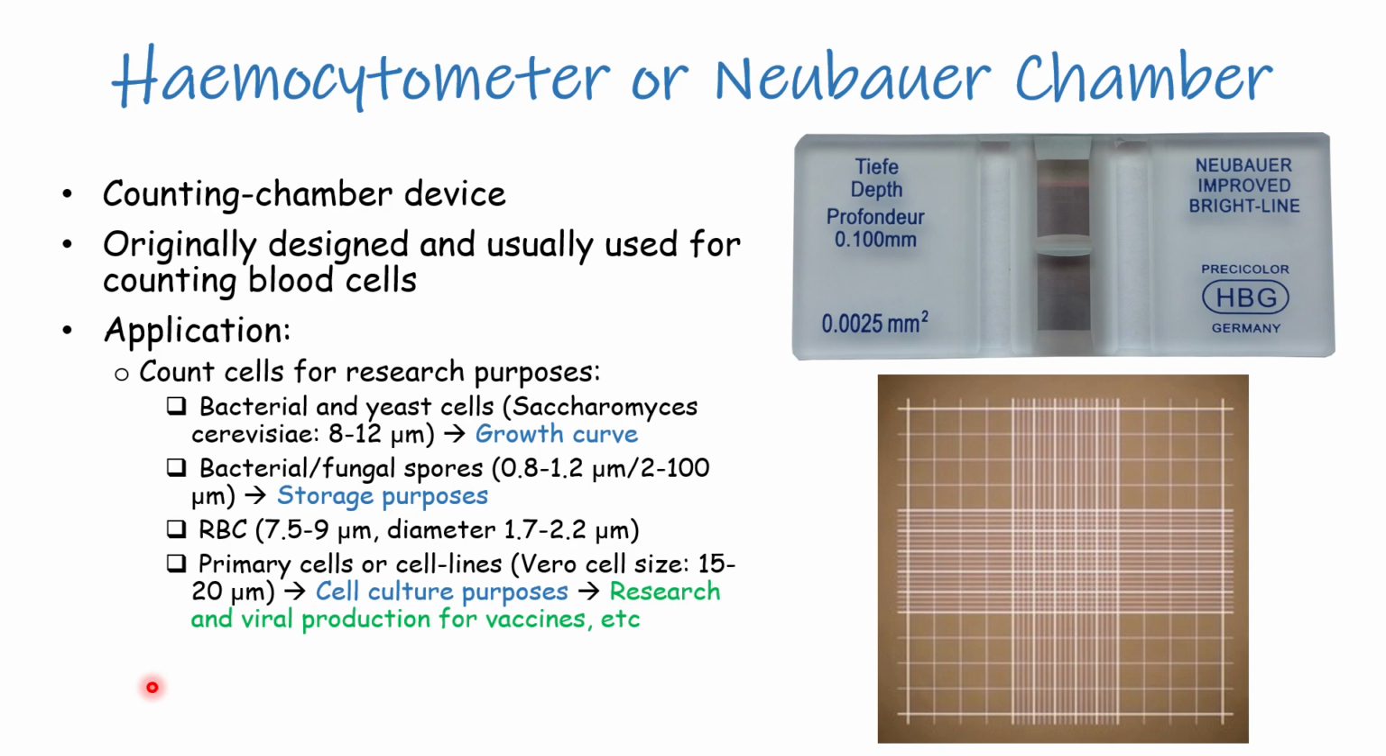And the last one is we can use the haemocytometer to count primary cells or cell lines. In this video, I give the example of the Vero cell lines spanning from 15 to 20 micrometers long. Basically, we count this for cell culture purposes, be it for medical science research, or when we produce vaccines. For example, when we produce the viral inactivated vaccines or viral attenuated vaccines, those two.